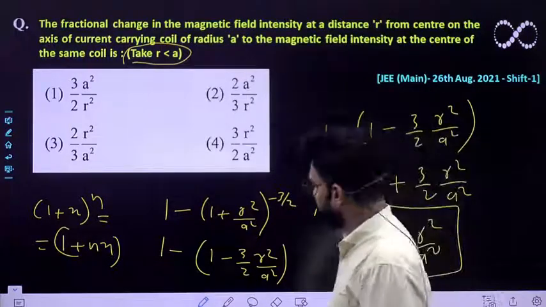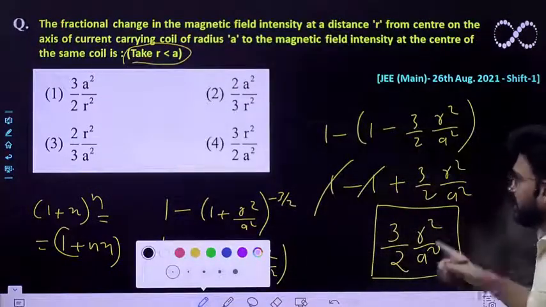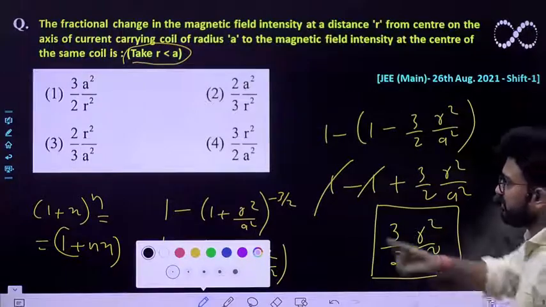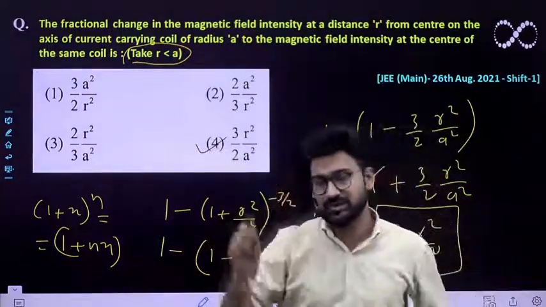So let us see which option is correct now. Option 3 by 2 r square by a square. So this fourth option is the correct option that you should get.